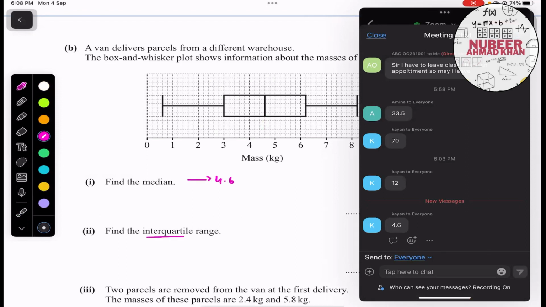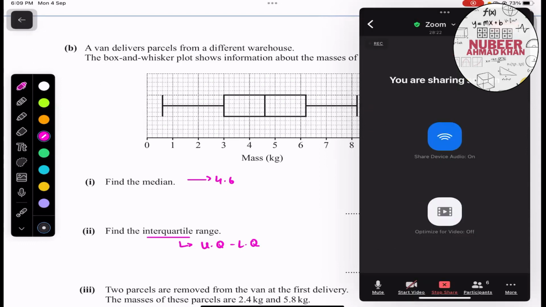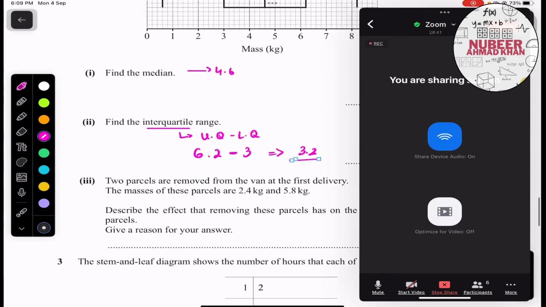Okay, the next one is interquartile range. So if you remember, interquartile range is upper quartile minus the lower quartile. So can you tell me the upper quartile in this case? 6.2. Very good. The upper quartile has a value of 6.2 minus the lower quartile. Lower quartile की value क्या है? 3. Very good. So 6.2 minus 3 करोगे तो you would get a value of 3.2. This is your value for your interquartile range.